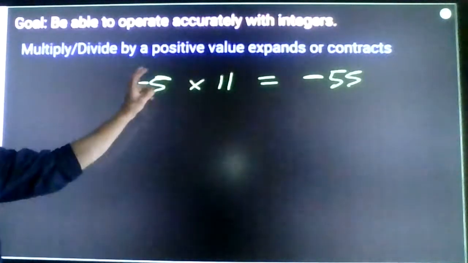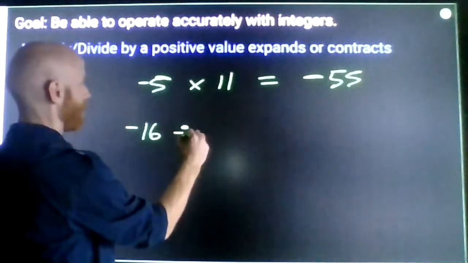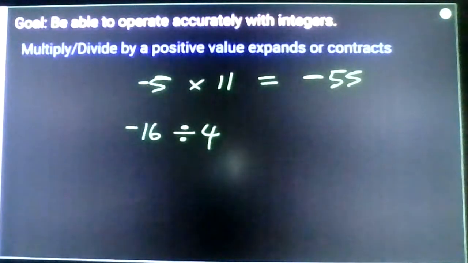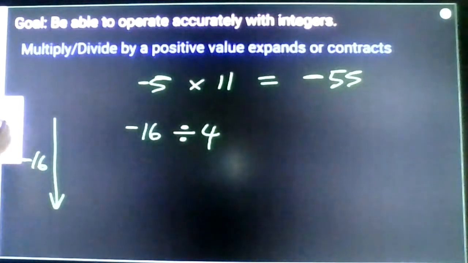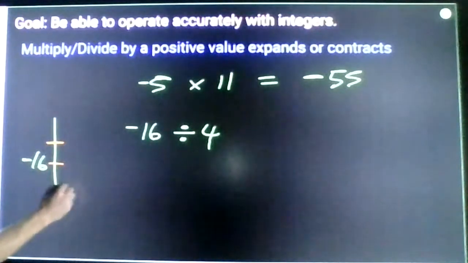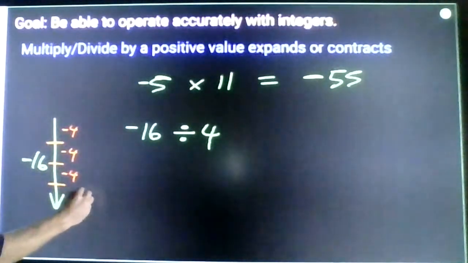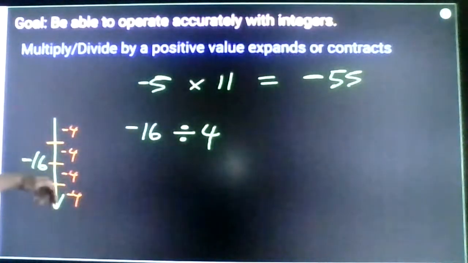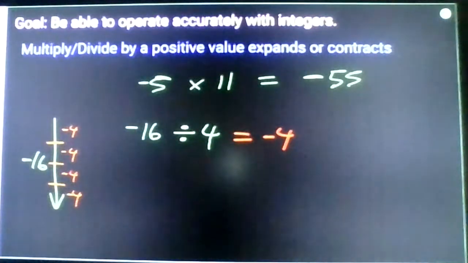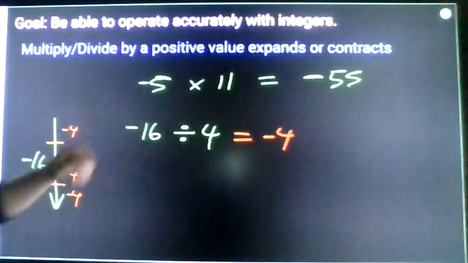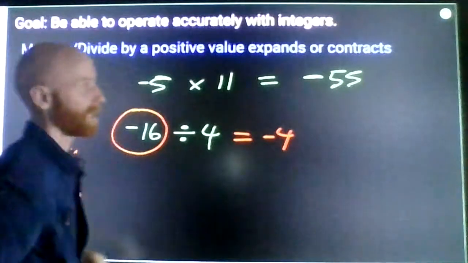Multiply by a positive, expand what you already have. If I divide by a positive, I've got negative 16 divided by four. Okay, I went down 16 flights of stairs, split that trip into four pieces. Each piece, I needed to be going down four flights of stairs. All right, I was going down, I'm dividing it into chunks. Each of those chunks is still down, downward motion. All right, so if you multiply or divide by a positive value, you're expanding what already exists or contracting what already exists. This first sign is retained.